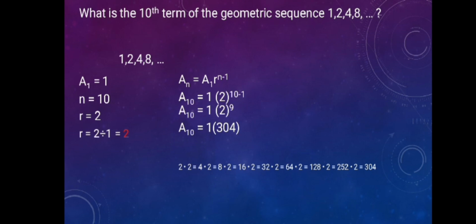So 2 raised to the power of 9 is equals to 512. So 1 times 512 is equals to 512. So a sub 10, the 10th term is 512.